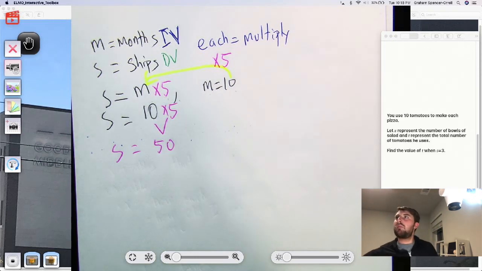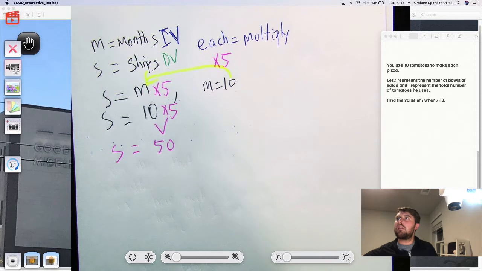I'm going to put one more problem up here on the screen for us to try. It says you use 10 tomatoes to make each pizza. Each pizza. Okay. Let S represent the number of bowls of salad. That should say the number of pizzas.